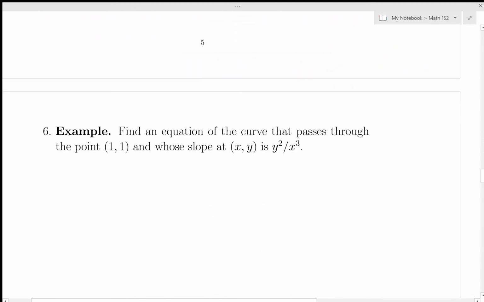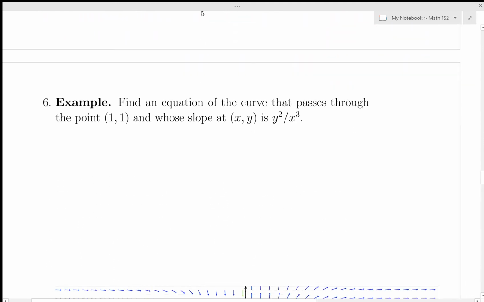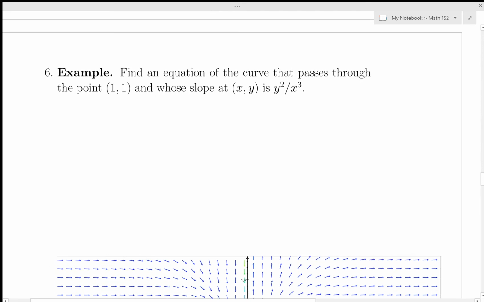Find the equation of a curve that passes through the point (1, 1) and whose slope at (x, y) is y squared over x cubed. This is only a slightly disguised version of exactly what we've been doing. Okay, so what are we being told? We are being told, find the equation of a curve. We're being asked for sort of y equals f of x. It may not even be a function, but it'll be some equation of a curve. So we're looking for something with x's and y's in it with an equal sign.